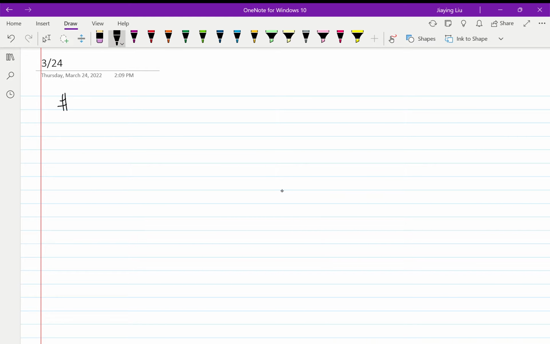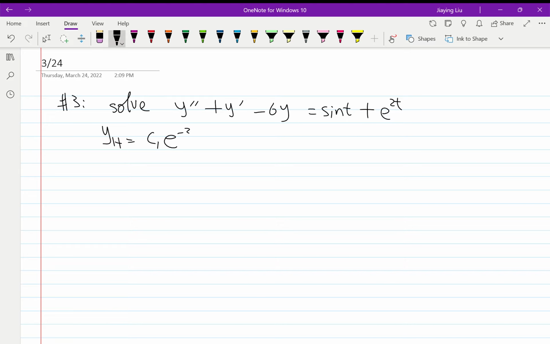So number 3 in the homework, we solve y double prime plus y prime minus 6y equals sine t plus e to the 2t. And then assuming that you already found the homogeneous solution, which is going to be c1 e to the negative 3t plus c2 e to the 2t. Excellent. Good. And this problem asks you to use judicious guessing, the undetermined coefficients.